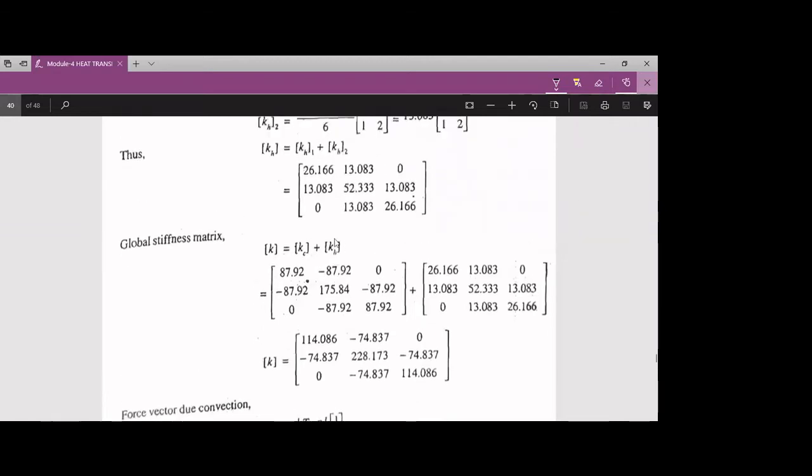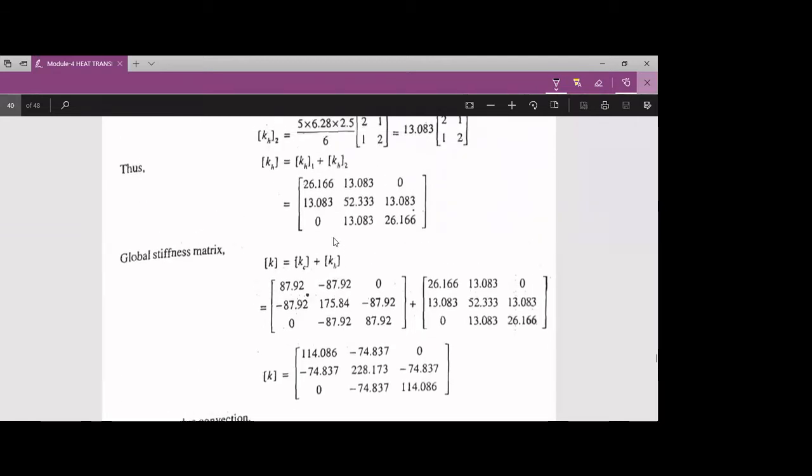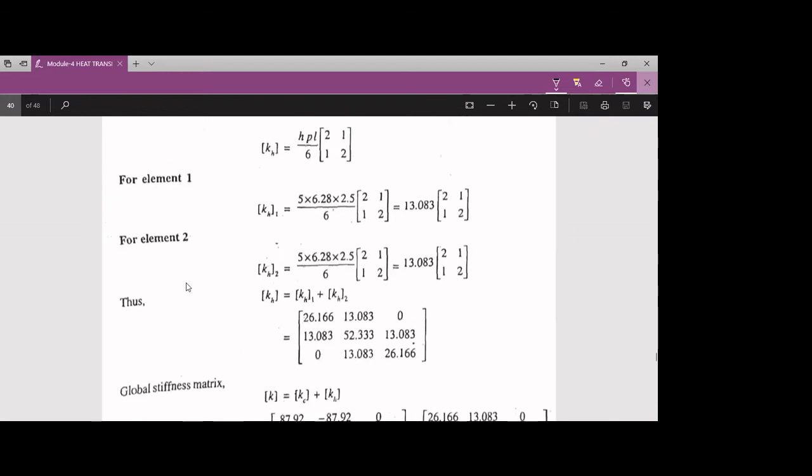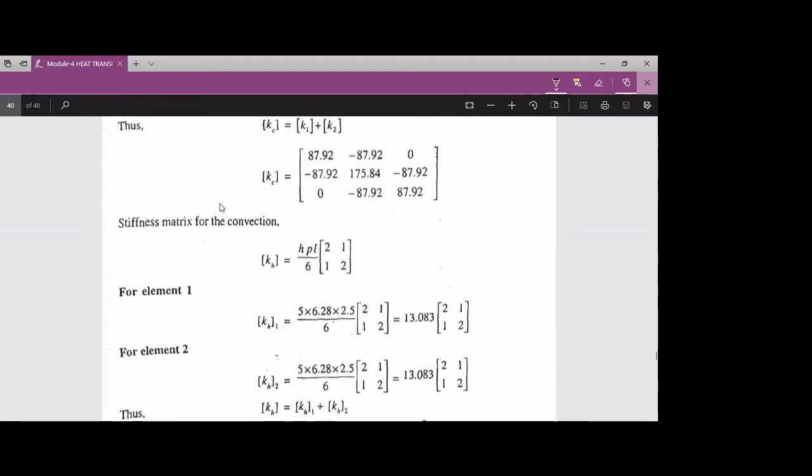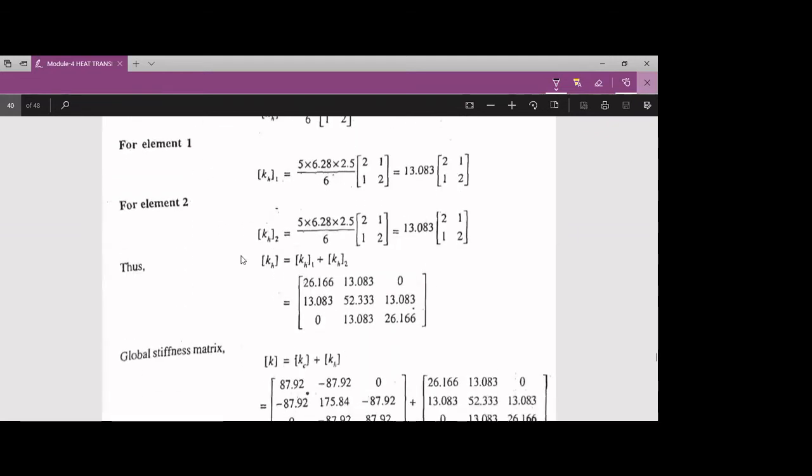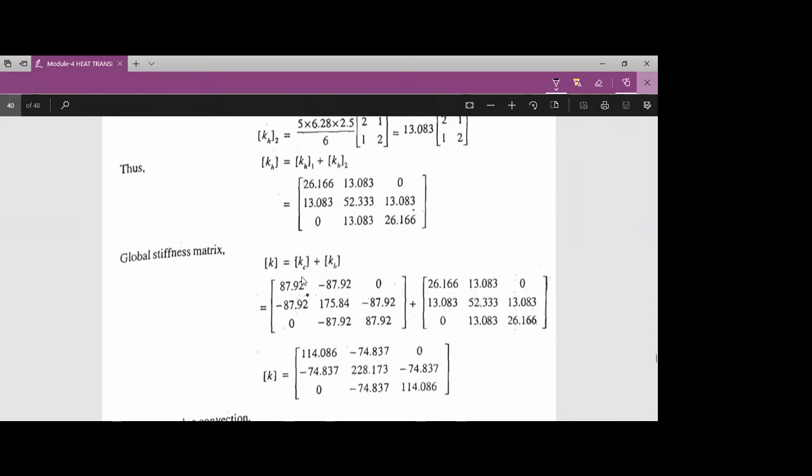Now, we have got the matrices due to conduction and due to convection. Then what is the overall matrix? We need to obtain the overall matrix, which gives the global stiffness matrix. We add the stiffness matrices due to conduction and convection for both elements. The global stiffness matrix K is equal to Kc plus Kh. Kc we have got like this, and Kh we have got this.